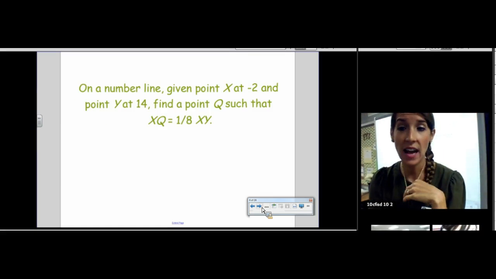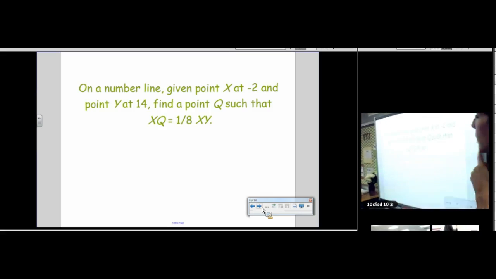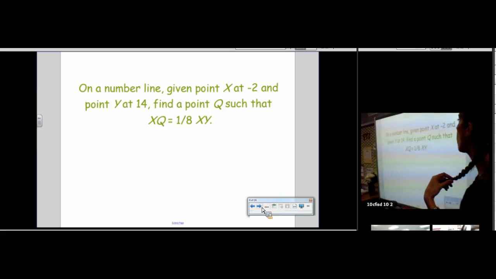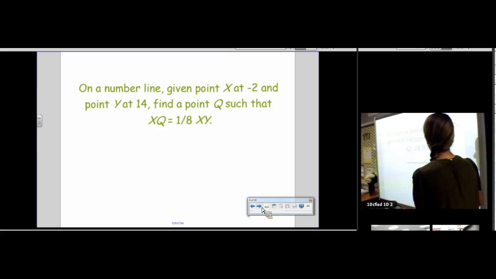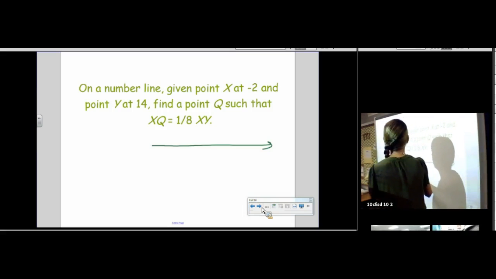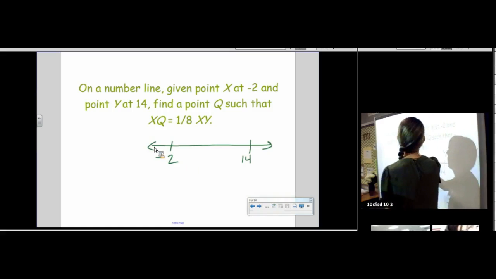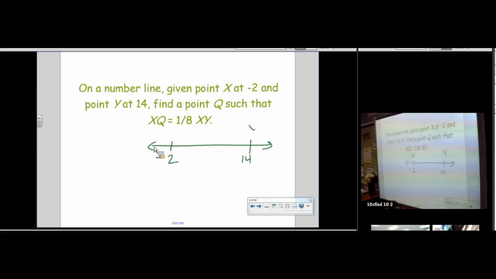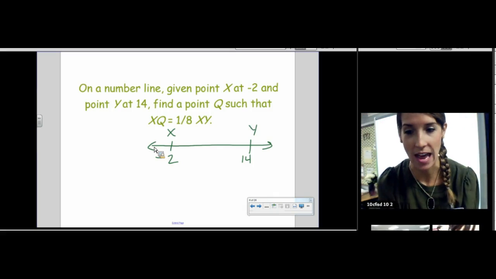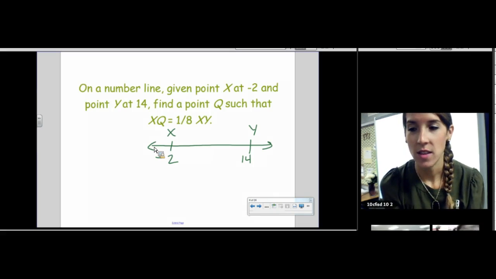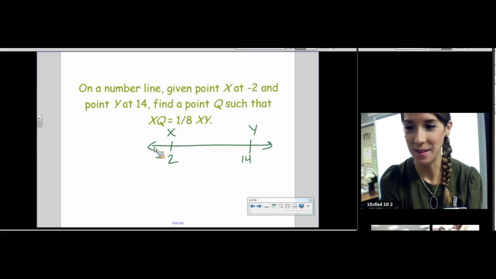Okay, now we're on a number line. We're not on the coordinate plane anymore. We've got point X at -2 and point Y at 14. You don't have to draw it, but I'm just going to give you all a little visual. So we've got Y, we've got X. Okay, find point Q such that XQ is 1/8 of XY. You got to find the midpoint 3 times?